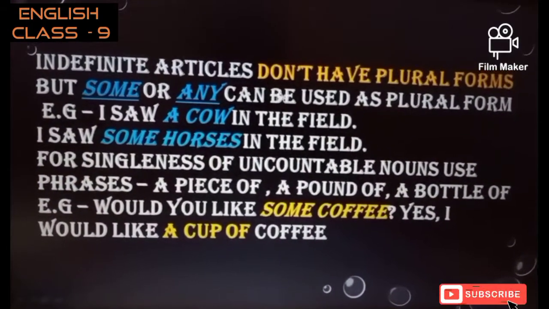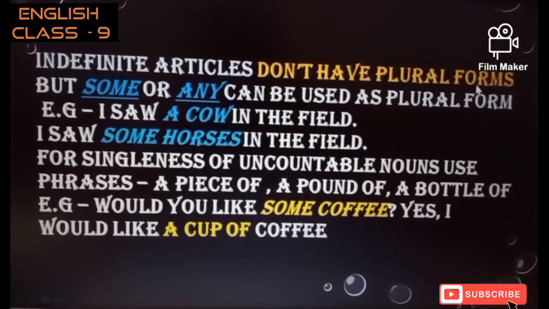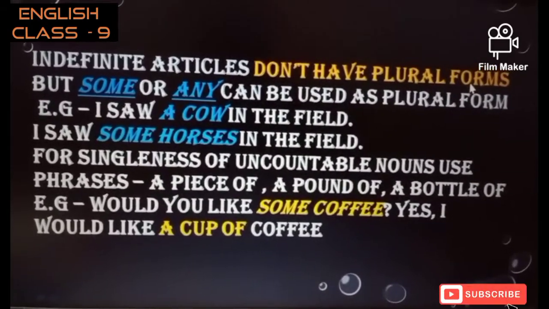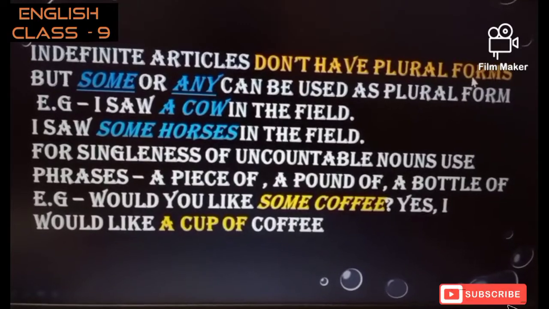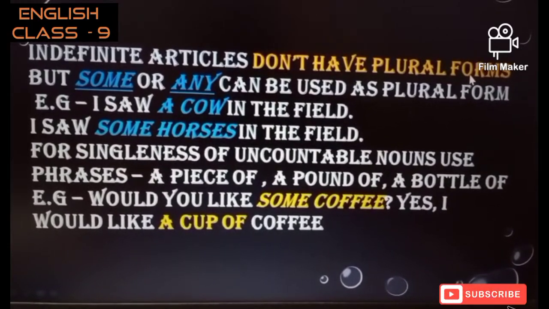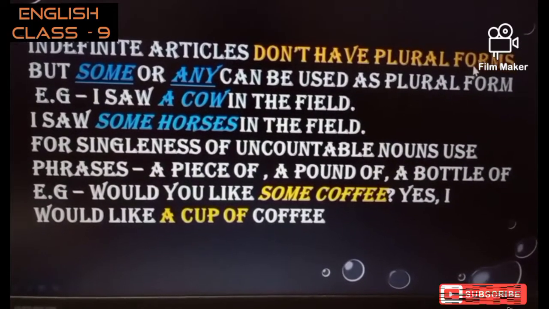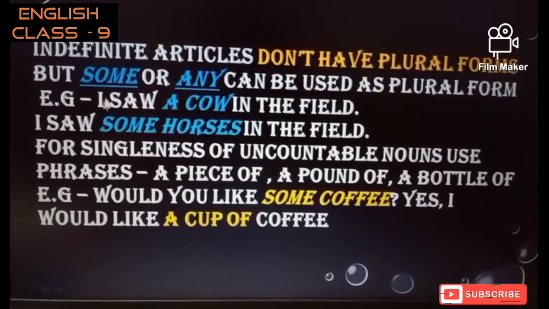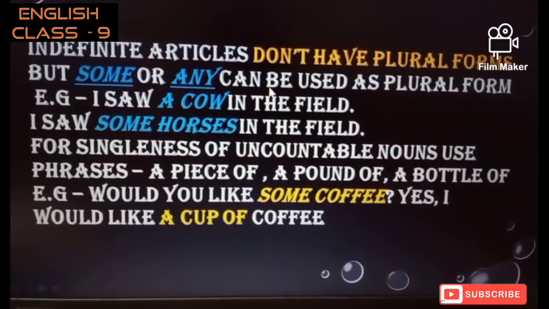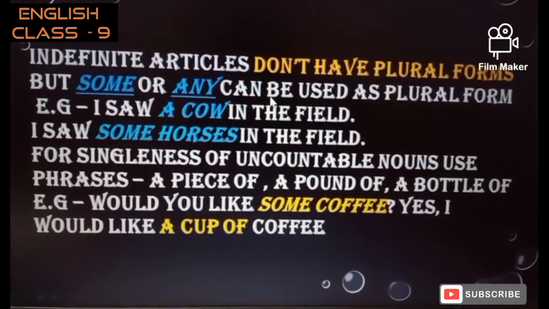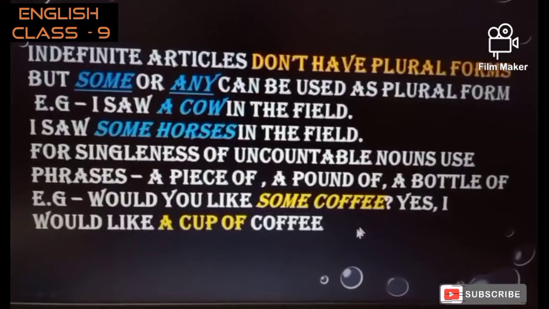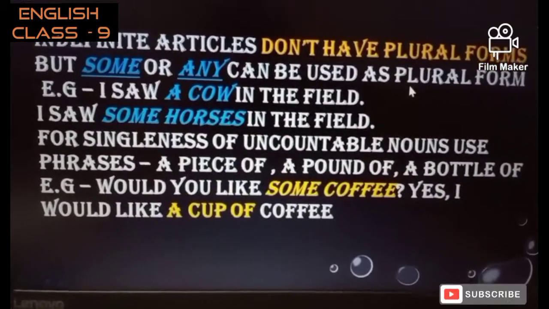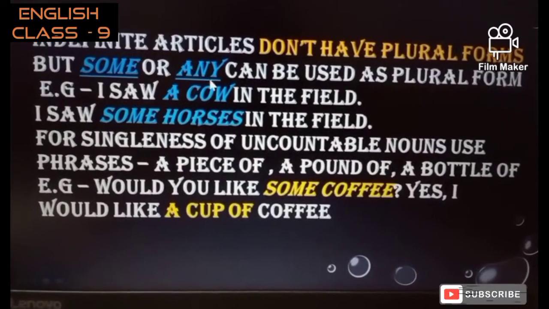Next, indefinite articles don't have plural forms. Means according to plural forms, we are not going to use any other indefinite article. Means a or an cannot be used in a plural form. They can always be used in a singular form. But in some cases, we can use the word some or any to give the meaning of a plural form. Means a or an can be used in the form of plural way, but we have to use the word some or any.